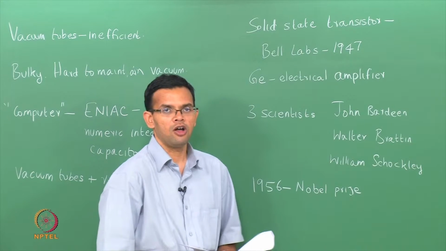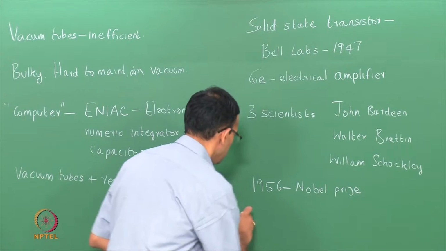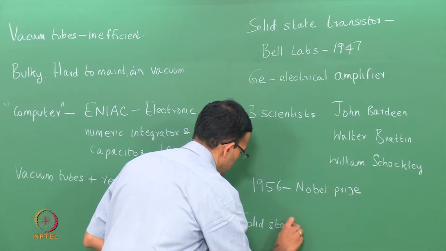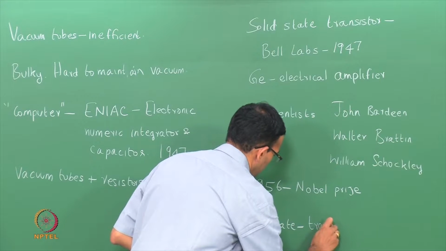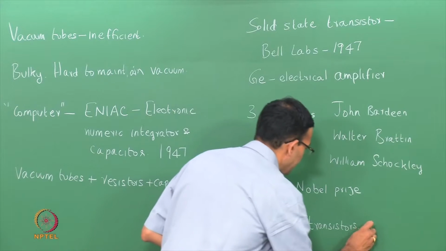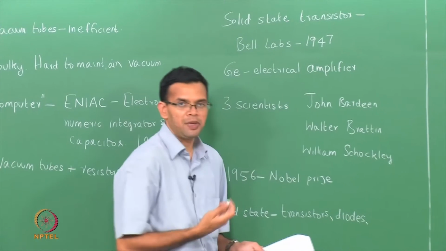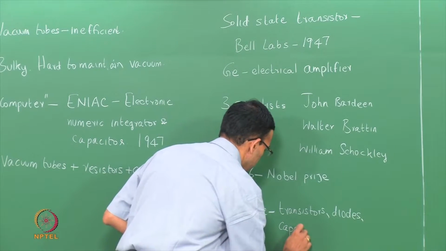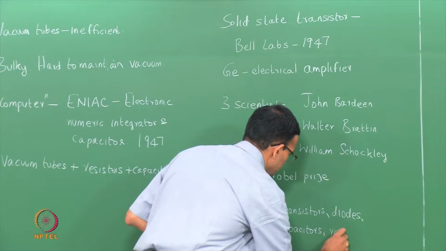So, using the solid state technology, a variety of devices were built. You can think about transistors which act as your triodes. You can also build diodes, which are nothing but your p-n junctions. You can build capacitors, or you can build resistors.